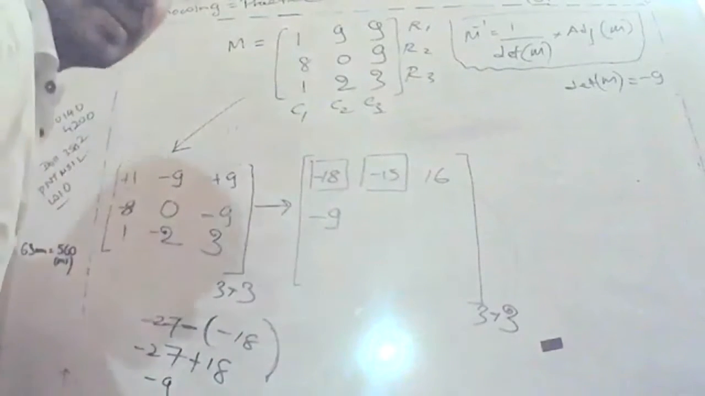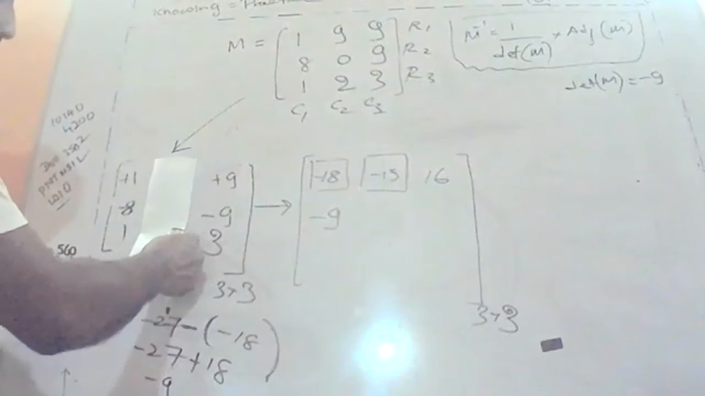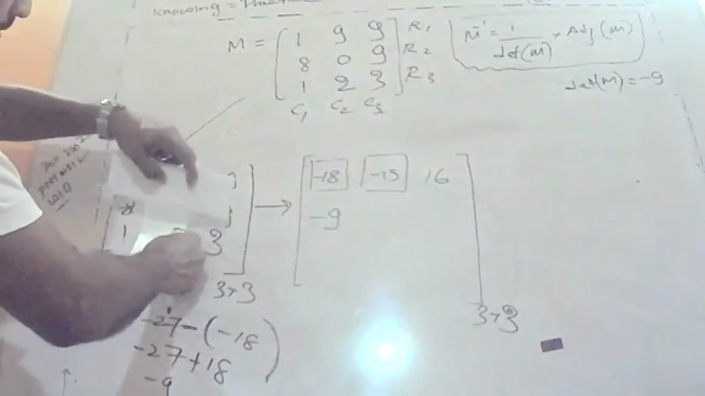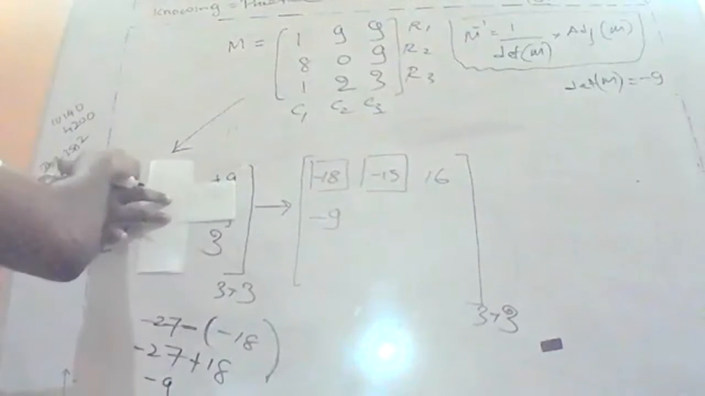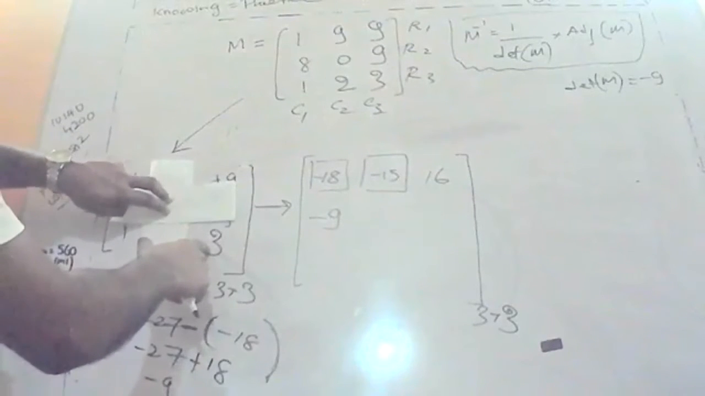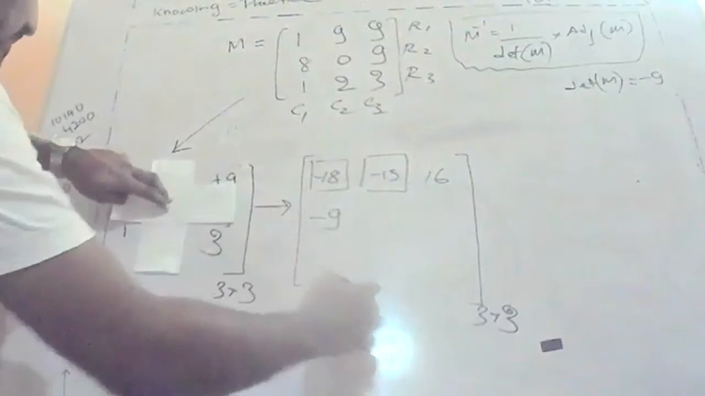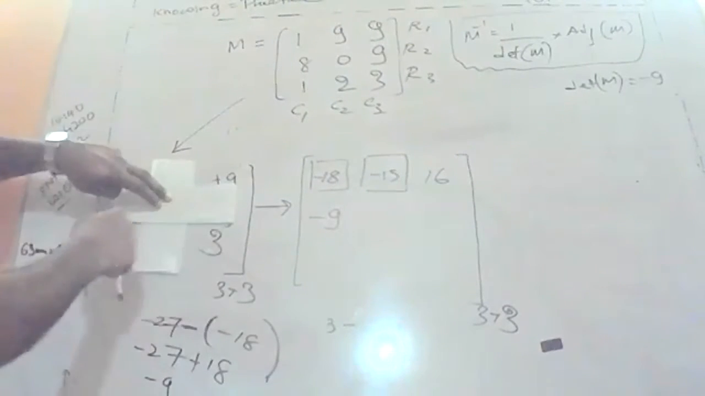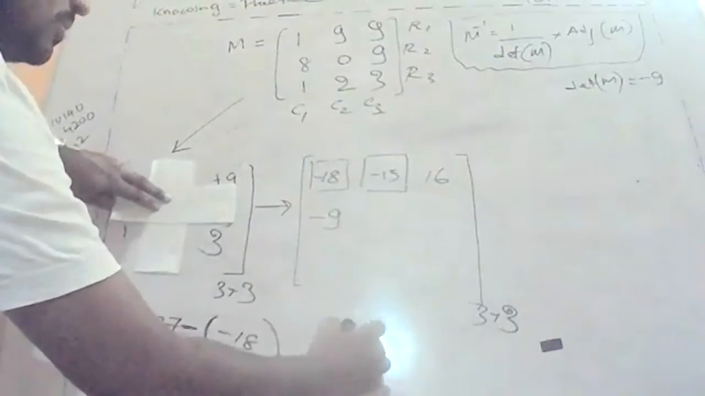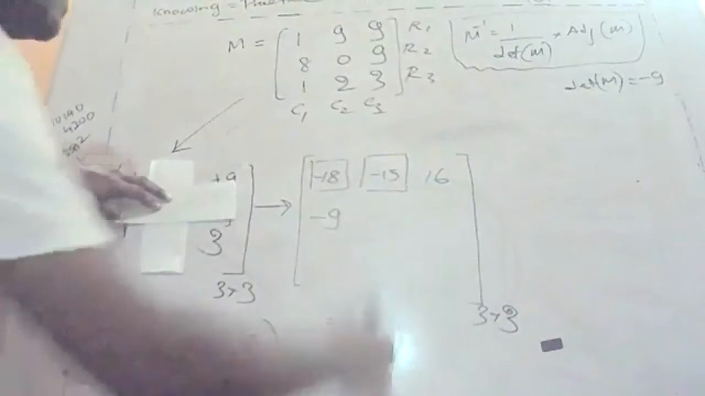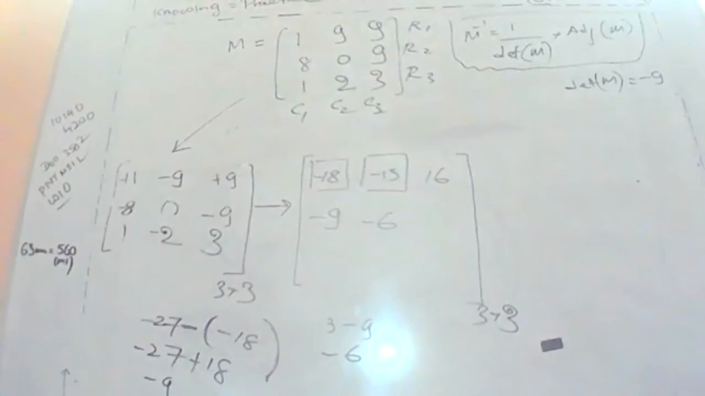The other element, cover the column that belongs to that, then cover the row that belongs to that. Then what would you be having? This positive 1 into 3. Positive 1 into 3 is how much? 3. Minus this into this minus this into that. So that is minus 9. So the answer would be minus 6. So minus 6 is the answer to there.